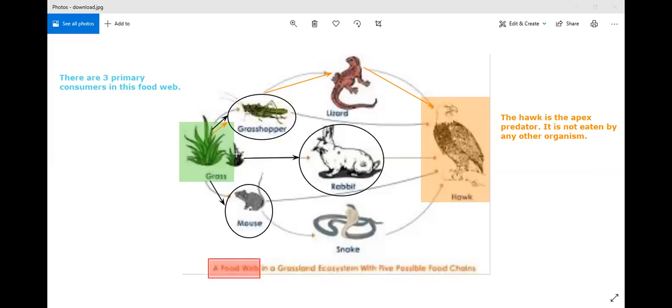The grass is eaten by the mouse. The mouse is eaten by the snake. The snake is eaten by the hawk. Excellent, Rasha. Another food chain. Who wants to try?